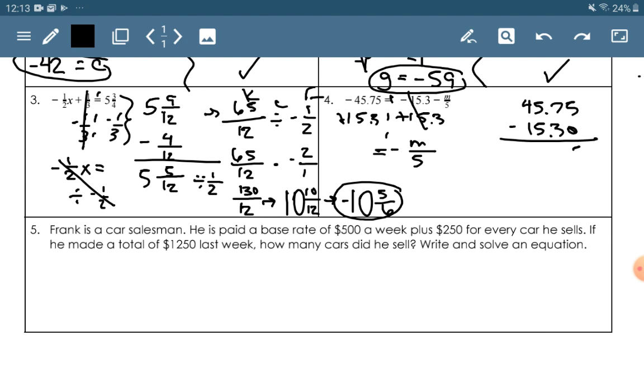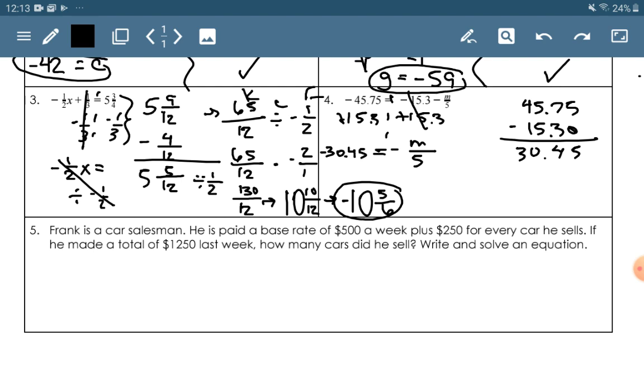5 minus 0 is 5. 7 minus 3 is 4. Bring your decimal down. 5 minus 5 is 0. 4 minus 1 is 3. And my final thing that I've got to check is what do I have more of? And I have more negatives, so it's a negative 30.45.